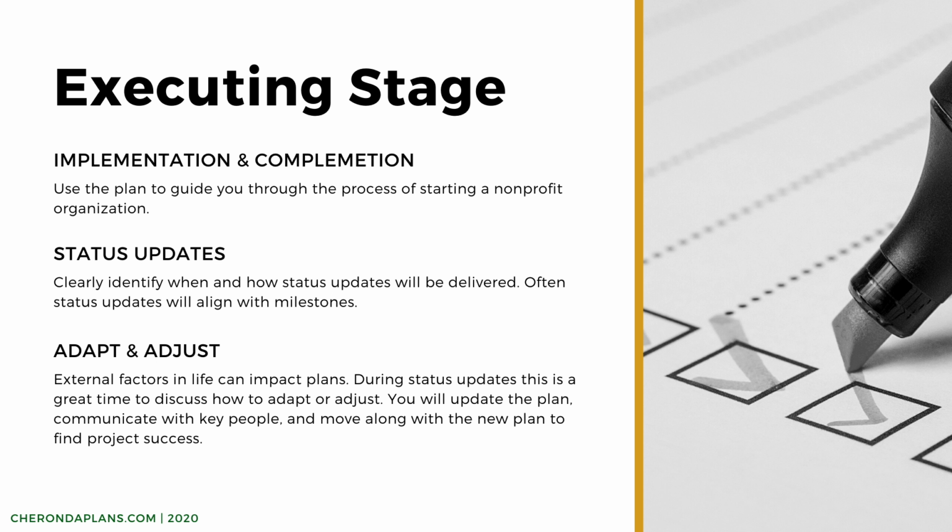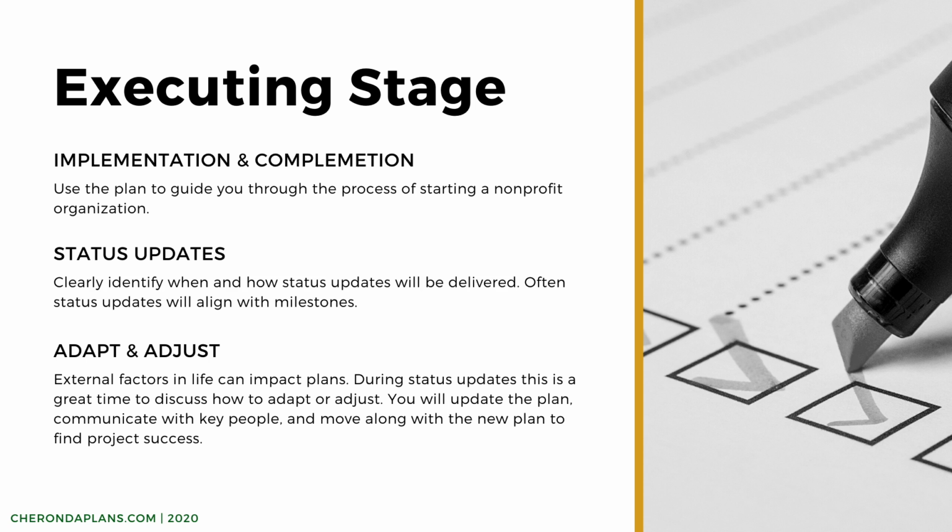We have our plan. Now it's time to put it in motion. You are going to implement and complete the plan that you have. During the implementation of your plan, you're going to have those status updates. You need to talk to each other and talk to your team so everyone knows what's going on. This might be weekly meetings, monthly meetings. This could be using some type of project management system like Asana. You have a lot of different options, but status updates is very important for project success.